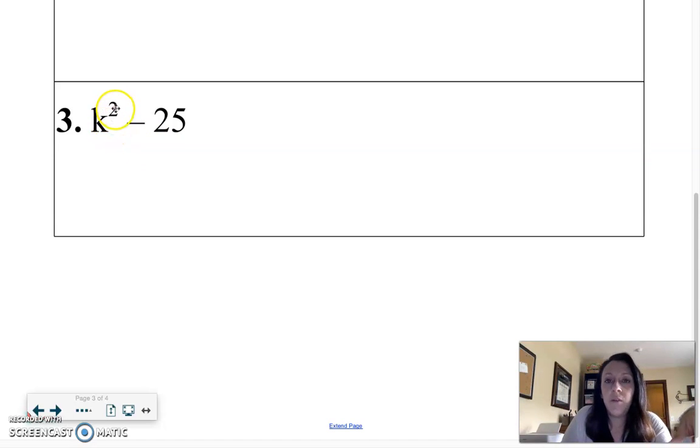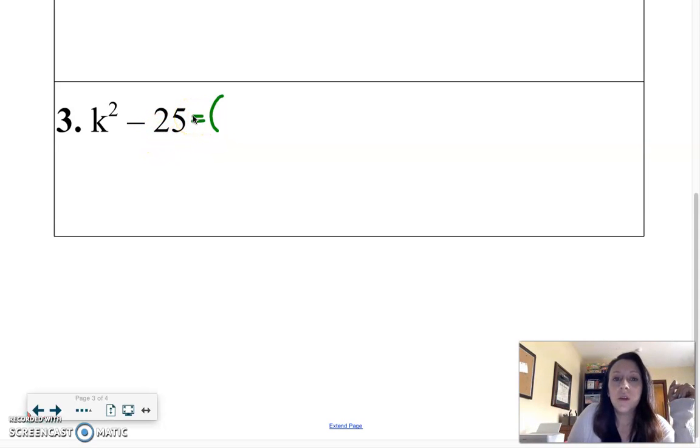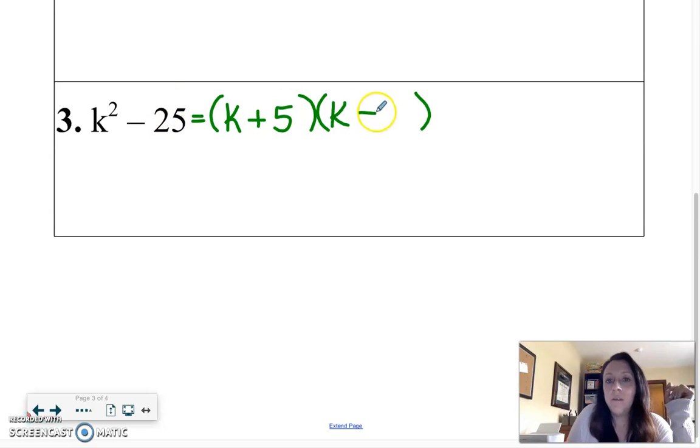Is k squared a perfect square? Yes, because k times k. And what about 25? It is on your perfect square list, or you could say, yes, it's a perfect square because 5 times 5 is 25. So this one's going to look like k times k, and then we want a plus and a minus. And then what equals 25? 5 times 5.